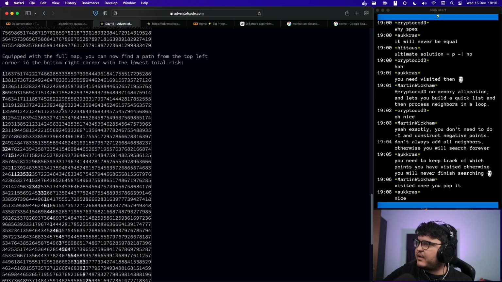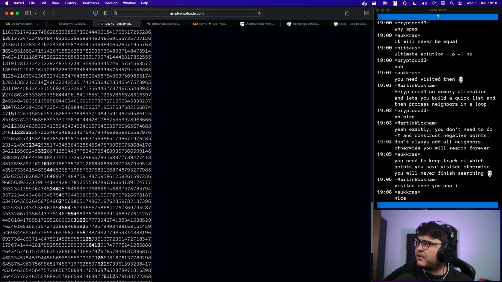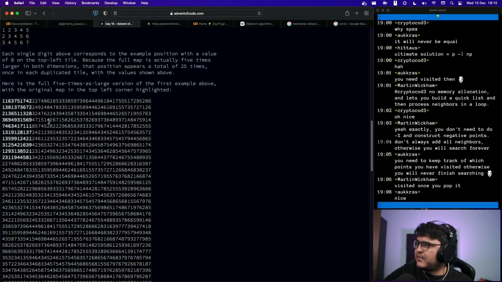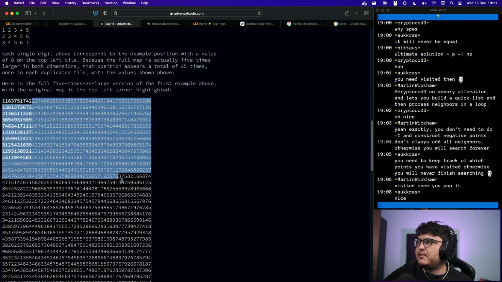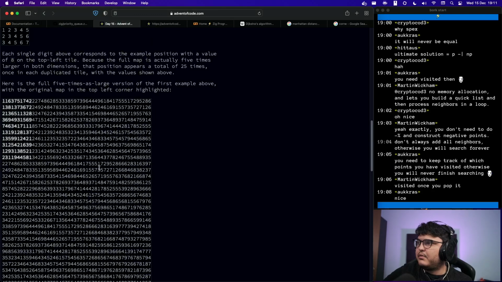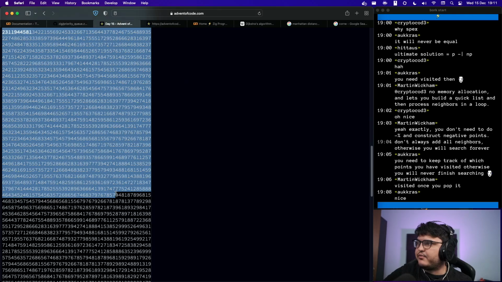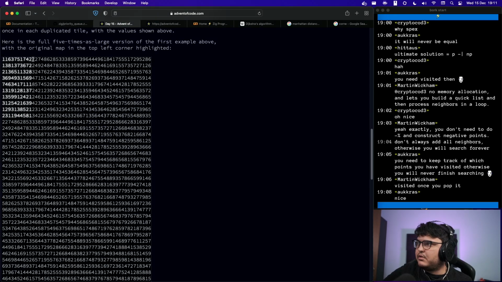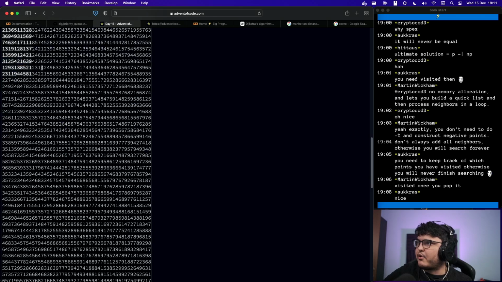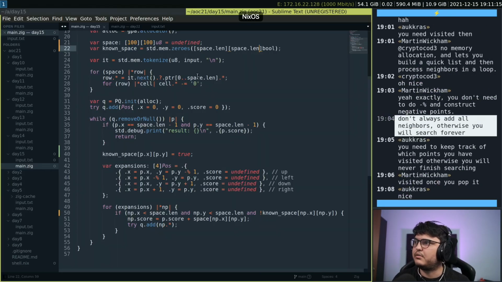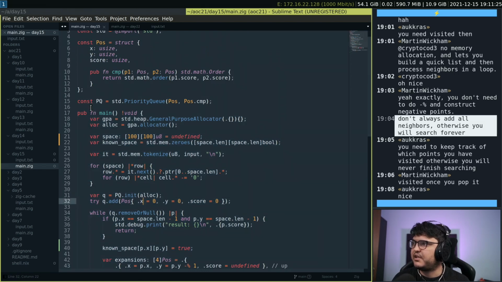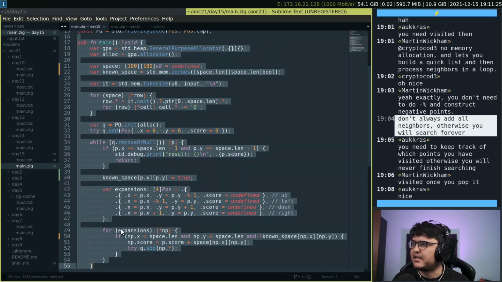Okay. Equipped with a full map, you can now find a path from the top left corner to the bottom right corner. Holy shit, wait, this is much bigger. I guess we could build the full map and just iterate over the full map. But maybe we can somewhat produce the full map programmatically while doing the extra, hopefully. So let me copy this, please. I don't know why mouse selection is so janky in this setup.